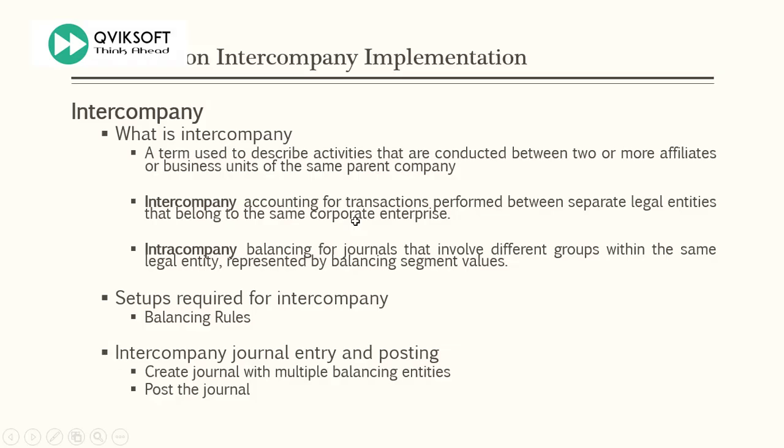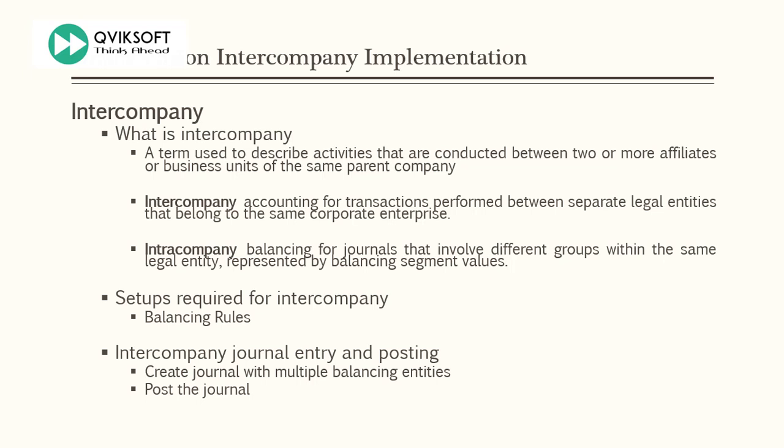So intercompany transactions can be of two types. One is called intercompany and the other is called intracompany. In both journals, the difference is between the balancing segments or the company values you have. Intercompany is between separate legal entities, two different legal entities used in one journal. Intracompany means there are two different balancing entities, but they are all part of the same legal entity. You will get a better understanding of intercompany and intracompany when I show you in the system.